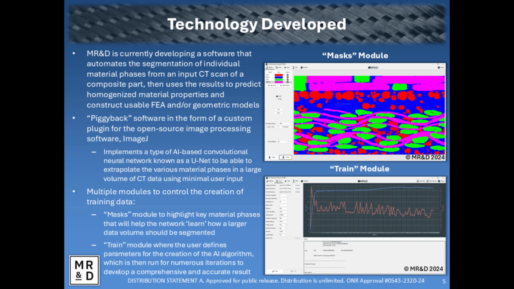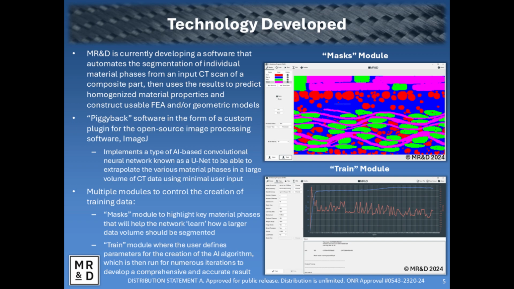To facilitate widespread accessibility, the software is a plugin built for the open-source image processing software known as ImageJ. Under the hood, this plugin is an artificial intelligence tool, allowing for the construction of a convolutional neural network that needs only a small amount of user input to efficiently extrapolate fiber architecture trends to large volumes of CT data. As shown in the images of the graphical user interface on the right, there are multiple modules of the plugin to facilitate simple and quick analysis.